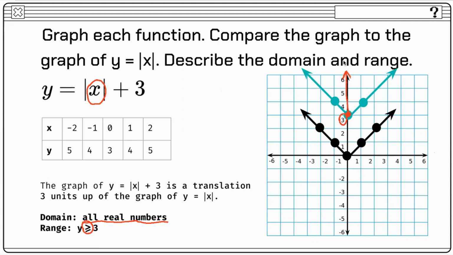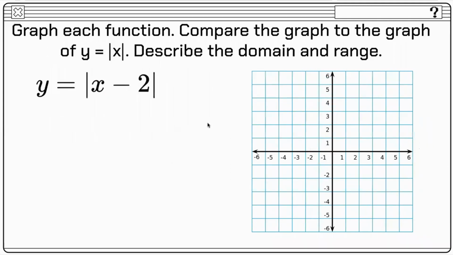And so now we can go ahead and move into our next problem. It's just another graphing one, except now we have a different translation. We have y equals absolute value of x minus 2. Now what's different about this one is that the translation is actually inside of our absolute value signs rather than outside like the last problem.